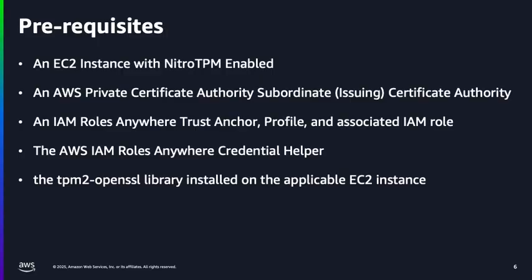If you would like to follow along with this demo, here are the five prerequisites that you will need. The first is an EC2 instance with Nitro TPM enabled. The second is an AWS Private Certificate Authority issuing certificate authority. The third is an IAM Roles Anywhere Trust Anchor, profile, and associated IAM role. The fourth is the AWS Credential Helper. And finally, the fifth is the TPM2 OpenSSL library installed on the applicable EC2 instance.